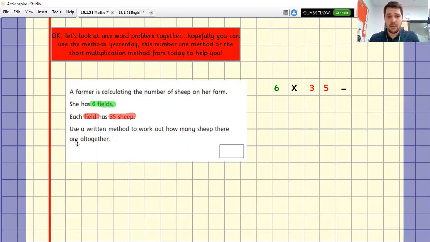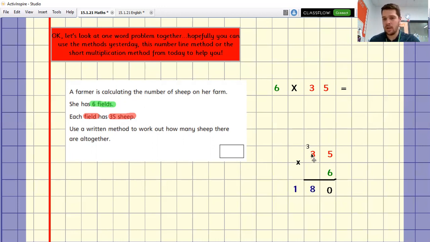It's asked me to do it in a written method, so I'm going to use the short multiplication method. Let's recap this together quickly. How are we going to lay it out? Bigger number first, 35 times 6. 5 times 6 is 30. I've got my 0 ones. What have I forgot to do? Hopefully, you're telling me that I forgot to carry my 3 tens.